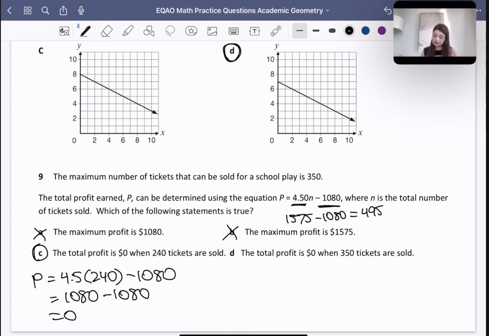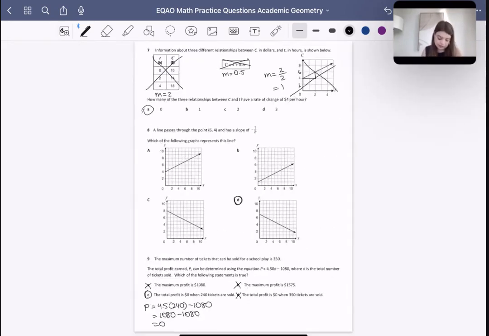And D is incorrect, right? We already established that if all 350 tickets are sold, we actually make a profit of 495 bucks. And so D can't be right. And also it can't be right because we're only choosing one answer, and we already established that it was C. But even on its own, we can tell that D must be false. Okay, awesome. Let's move on to the next page.